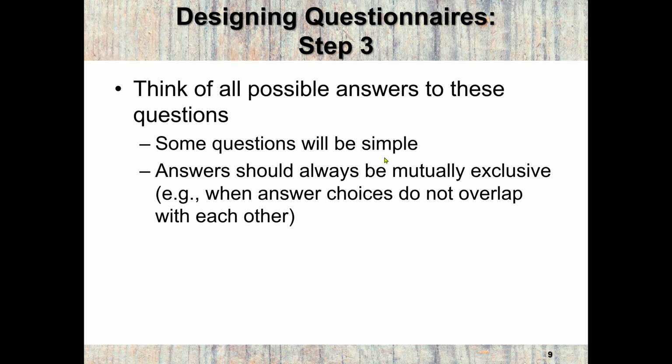So some questions may be simple. Answers should always be mutually exclusive. Mutually exclusive means that one answer choice does not overlap with another. So we have a list of questions, and we make sure that two questions don't have the same answer.